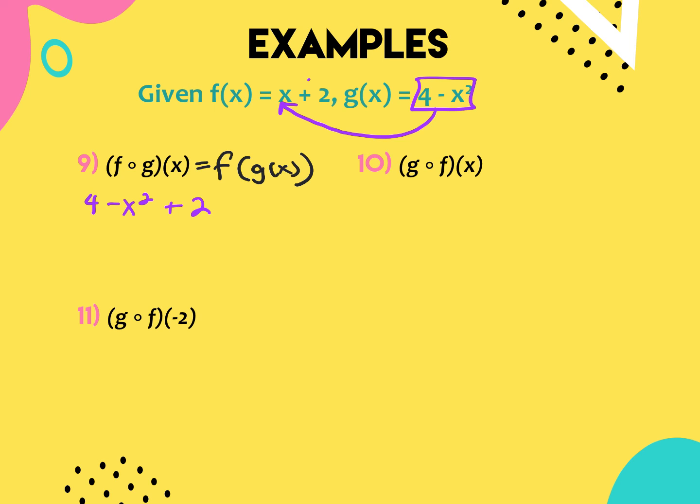Are there terms I can combine? Yep. I'd get negative x squared plus 6, and that's as far as I can go. You can rewrite that as 6 minus x squared. It's the same thing. The order there doesn't matter.